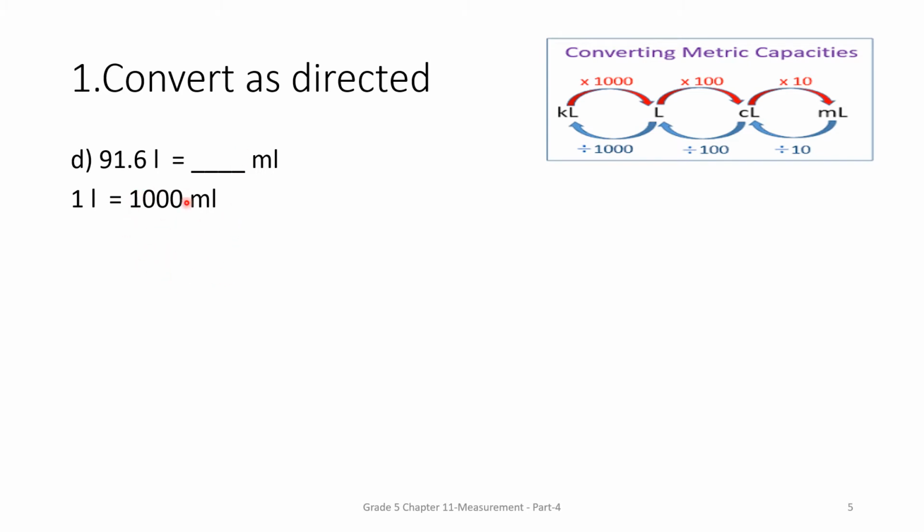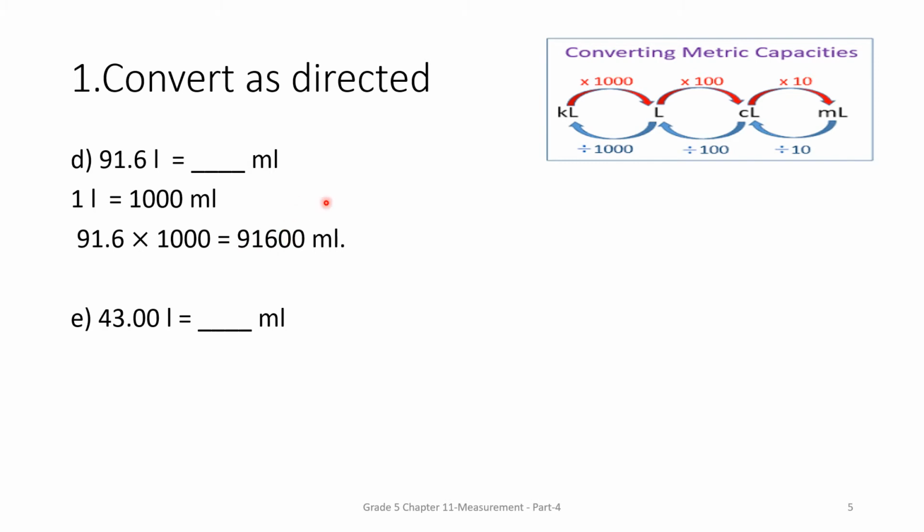So how many zeros do we have over here? Here we have 3 zeros, right? So we have to shift this decimal point to its right by 3 digits. Okay, so scholars, here we can see that we have only 1 digit after decimal point. Okay, so now what we need to do, scholars? Yes, we need to put 2 zeros. Okay, because we have to shift this decimal point to its right by 3 digits, and we have only 1 digit after decimal point. So we have to put 2 zeros, and our answer will be 91600 milliliters.